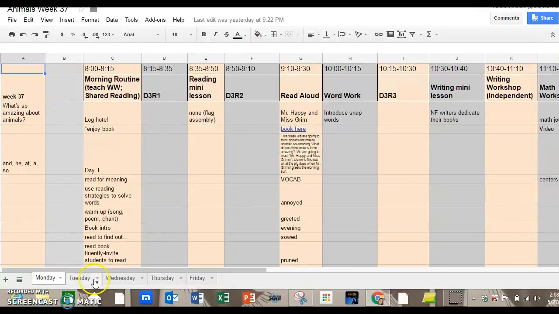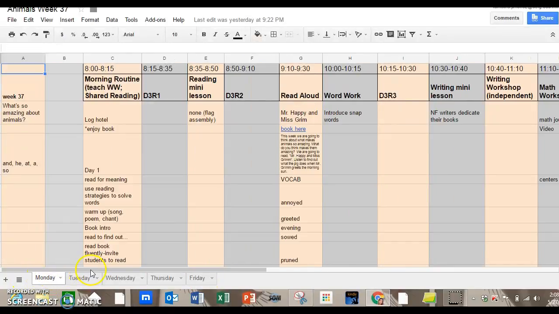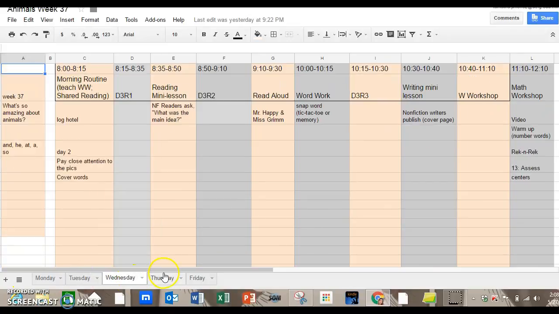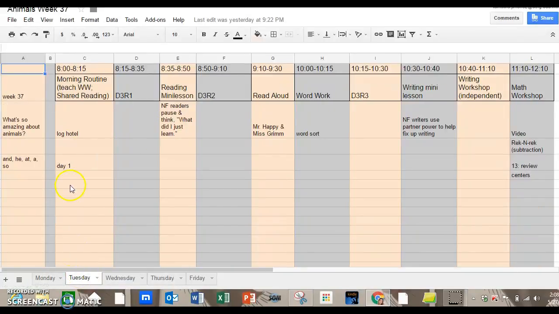One feature that I really like is that I've broken them into the different days of the school week down here. So the format stays the same, but what changes is what might be written in here. So we can see Monday, we have no reading mini lesson because of our flag assembly, but on Tuesday we're doing nonfiction readers pause and think, what did I just learn? So I basically have the name of the lessons within my weekly plans, but that's it. I don't have the detailed plans.